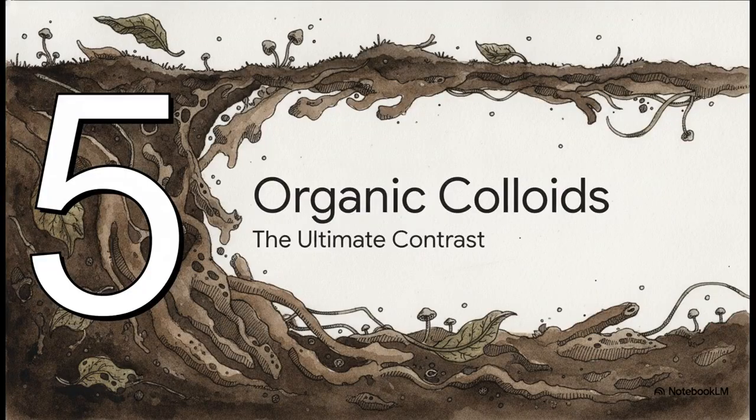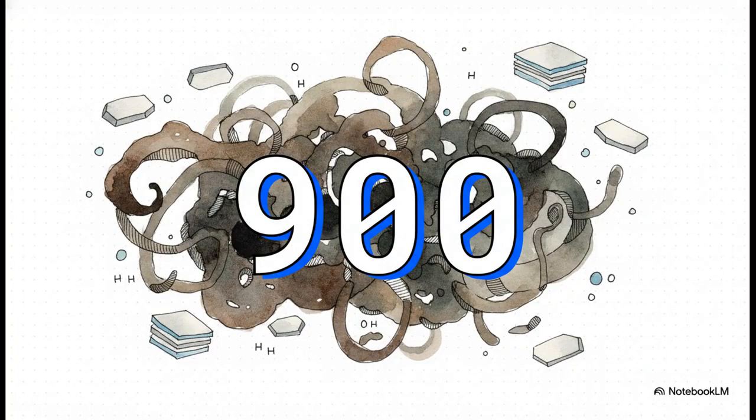And finally, Section 5. Organic versus inorganic colloids. Let's step away from minerals entirely to look at organic colloids, which in soil are primarily composed of humus. 900. A staggering 900 square meters per gram. Let that number sink in for a second. That is the potential specific surface area of well-developed humus. It dramatically emphasizes the sheer holding capacity of organic colloids.